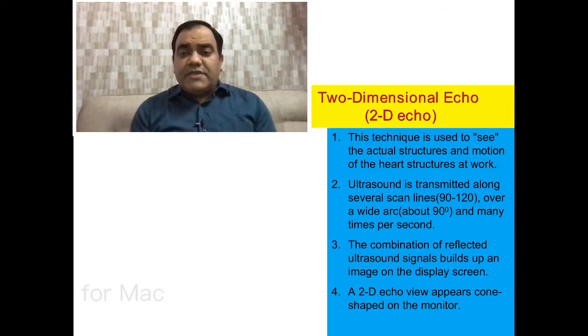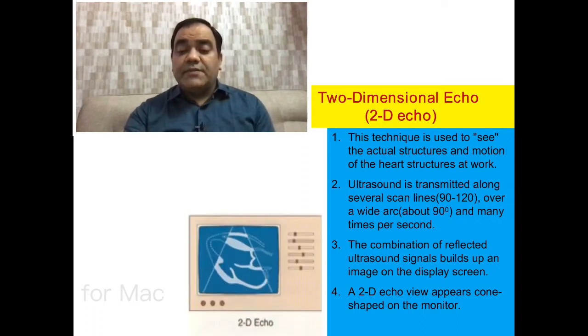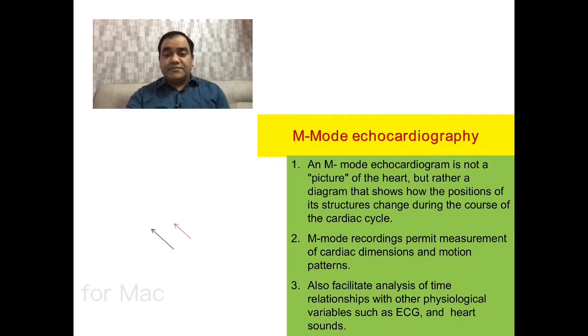Two-dimensional echocardiography: this technique is used to see the actual structures and motion of the heart. Ultrasound is transmitted along several scan lines, that is 90 to 120, over a wide arc of about 90 degrees and many times per second. So the combination of reflected ultrasound signals builds up an image on the display screen, and a 2D echo view appears cone-shaped on the monitor, as we see on the left side of the screen.